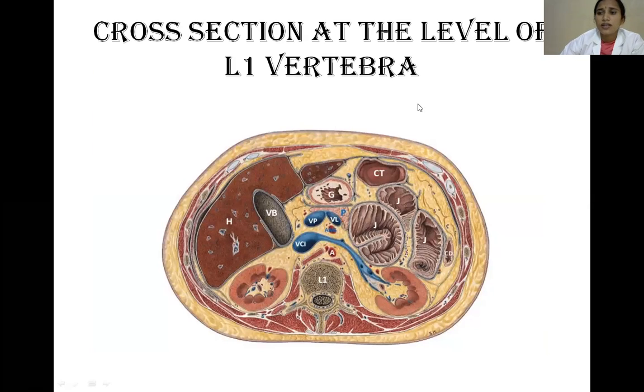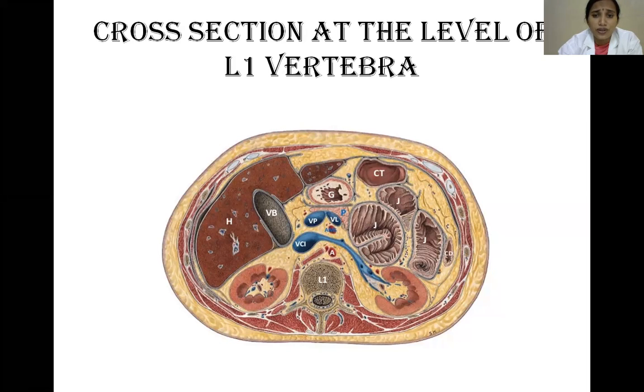So next section is at the level of L1 vertebra. This L1 vertebra is very important because it is the level of the transpyloric plane. This transpyloric plane will pass through the pylorus of the stomach, and it is very important because many structures are located in this transpyloric plane.